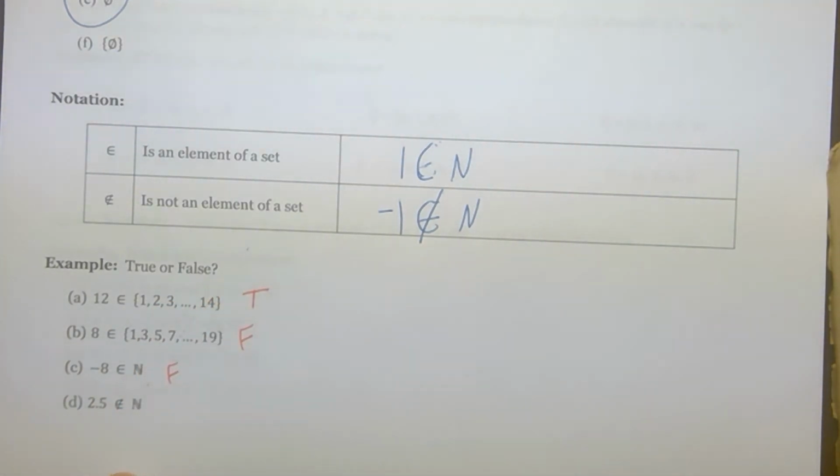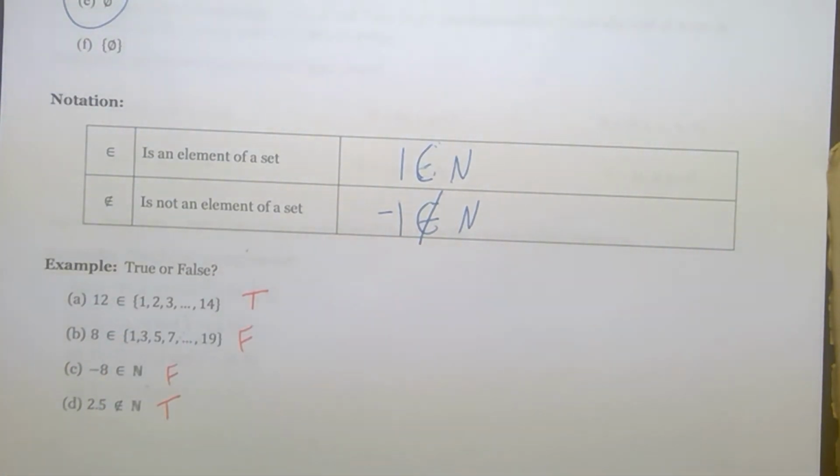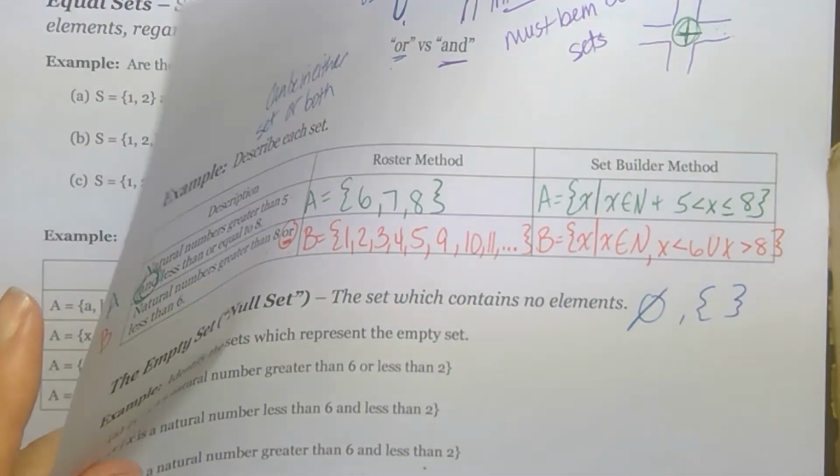C, -8 is an element of the natural numbers. That is false. My natural numbers are not negative. D, 2.5 is not an element of the natural numbers. Well, that is true. My natural numbers are those counting numbers, 1, 2, 3, 4. This is a decimal, so it is not an element of the natural numbers. Okay, let's look at the next page.